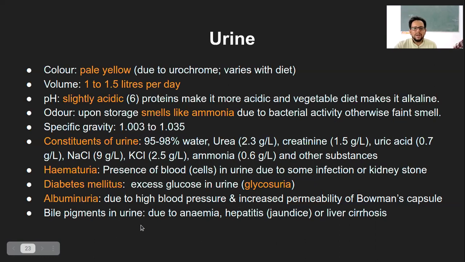Bile pigments in urine. Due to an anemia-like situation or hepatitis, which is infection of the liver, or liver cirrhosis or jaundice, in any of these situations, the bile pigments can appear in urine. That is another situation related to the urine.